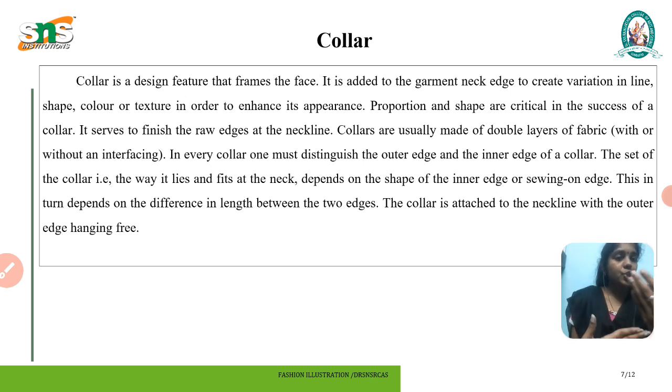So the proportion and shape are principles of design. It serves as a finishing. Collars are usually made of a double layer of fabric with or without an interfacing. In every collar, one must distinguish the outer edge and the inner edge of the collar. The set of the collar, that is the way that it lies and fits on the neck, depends on the shape of the inner edge or sewing edge. This is turned and depends upon the length between the two edges. The collar is attached to the neckline with the outer edge hanging free.